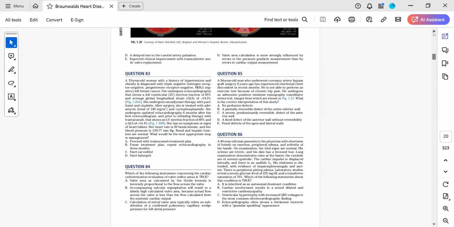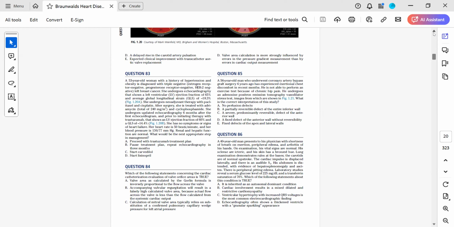Option one, proceed with the trastuzumab treatment plan. That will be false because we already said that this patient has cardiotoxicity. We do not want to expose her to more antineoplastic agents that would further worsen her cardiac function, even though she's not yet symptomatic. Another addition is that GLS helps us pick up subclinical LV dysfunction before the overt symptoms or overt reduction in the LV ejection fraction occurs.